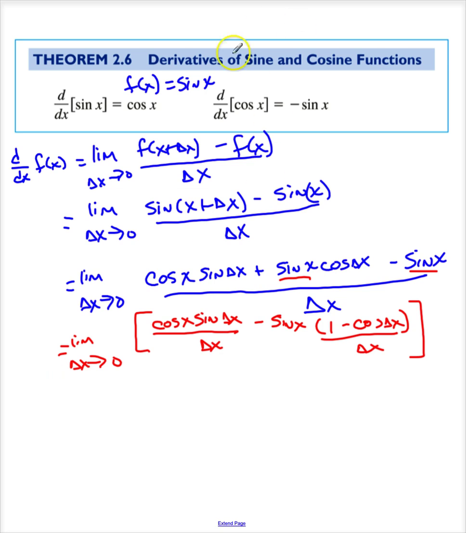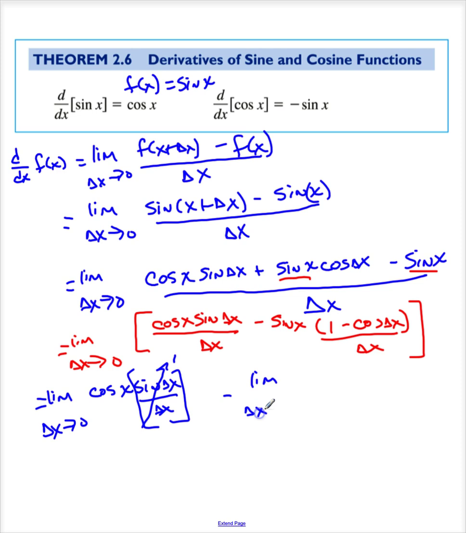So I'm going to look at the 2 separate limits. Let me switch colors here. This is the limit as delta x approaches 0 of, now this first term right here is a constant, cosine x sine delta x over delta x. Now you guys remember what this limit is. I'm running out of room, so I'm not going to rewrite it. This limit is just 1.